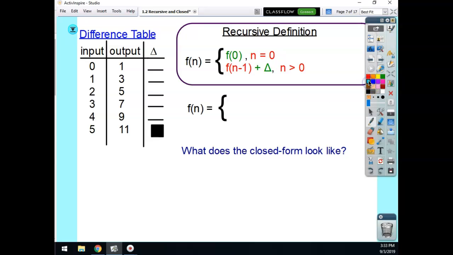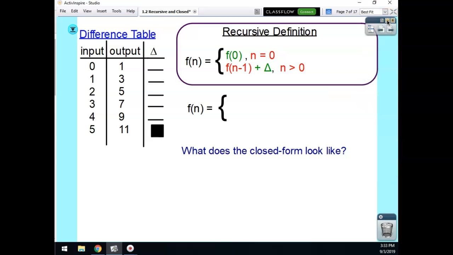All right, so let's look at this. We've got our input-output table. We're going to turn it into a difference table. So remember, the first one next to the bottom one is going to stay blank. And then we're just going to subtract our way up. So 11 minus 9 is positive 2. 9 minus 7 is positive 2. 7 minus 5, positive 2. 5 minus 3, positive 2. 3 minus 1, positive 2.